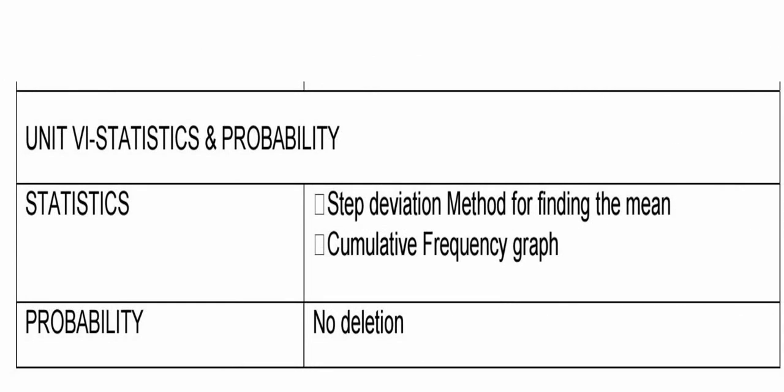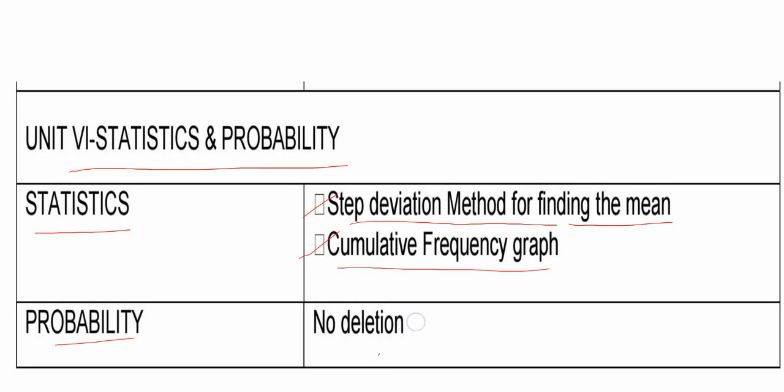That is statistics and probability. Statistics. Step deviation method for finding the mean. Cumulative frequency graph. These two topics were deleted in statistics. Probability. There is no deletion in probability. These are the class 10 topics that are deleted for the year CBSE 2020 to 2021.